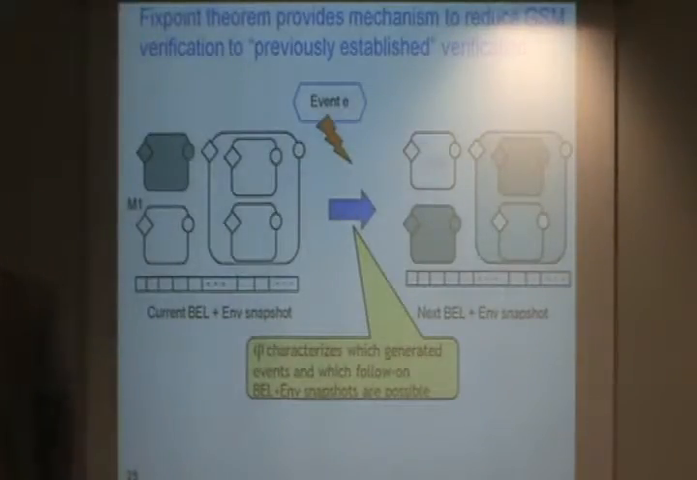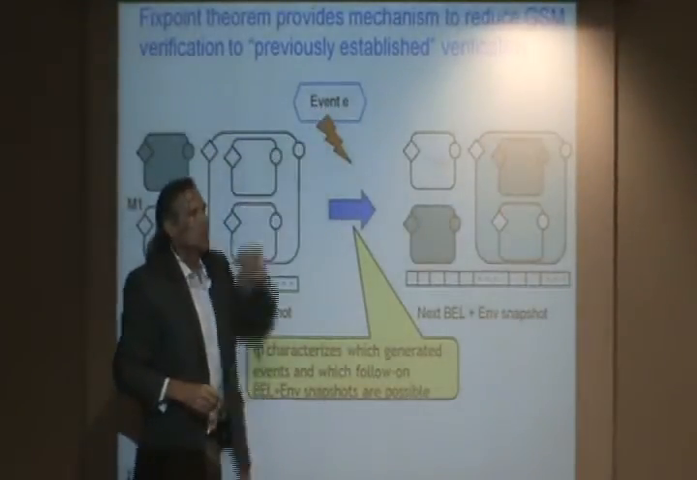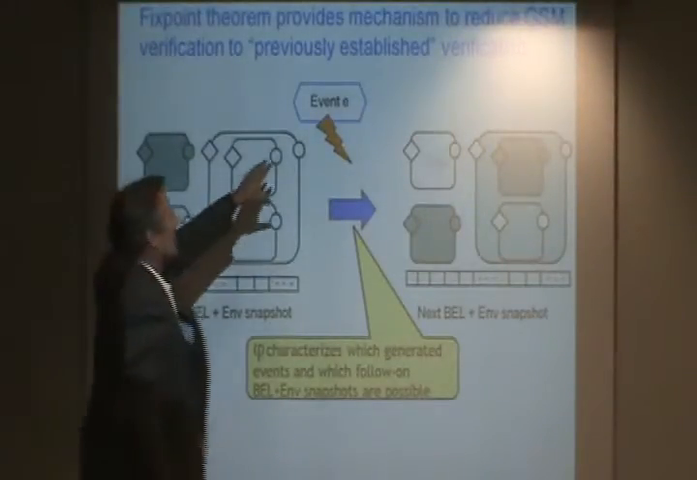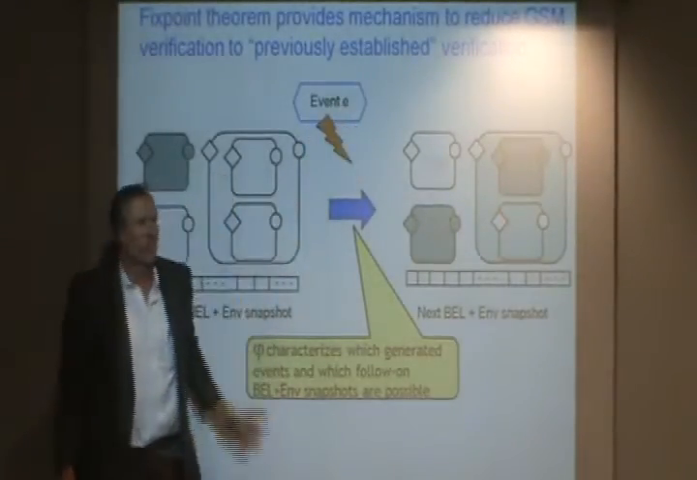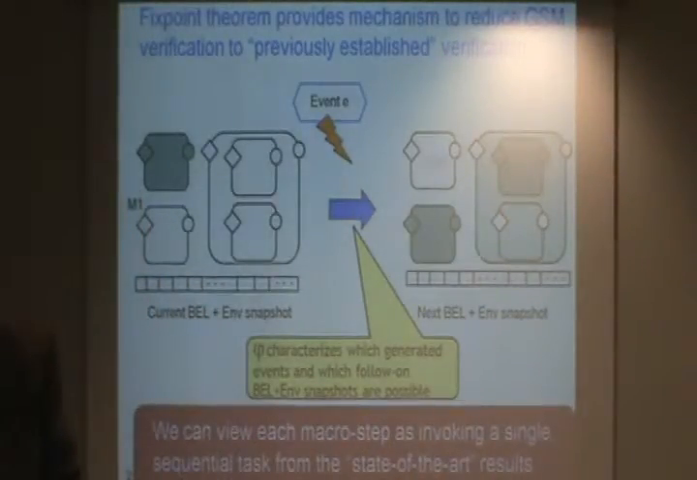Okay, any questions? Let me just, yeah. So the macro steps are deterministic. They are. So with a fixed input snapshot, if the payload is fixed, then it turns out it's deterministic. But you get a lot of non-determinism in how the event comes back, the payload of it, because that really corresponds to human judgments that were made. So each macro step is like a single sequential task from the previously established results.